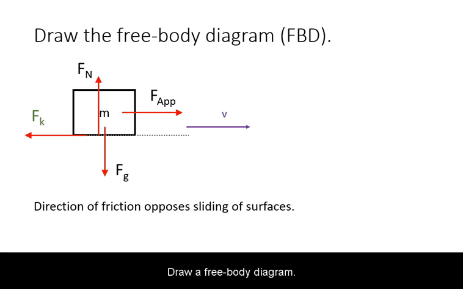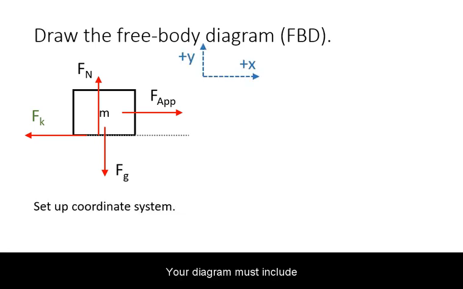Draw a free body diagram. In deciding the direction of friction, remember that it always opposes the relative sliding of surfaces. Your diagram must include a coordinate system. Check if there are any forces not along the coordinates and need calculations for components.